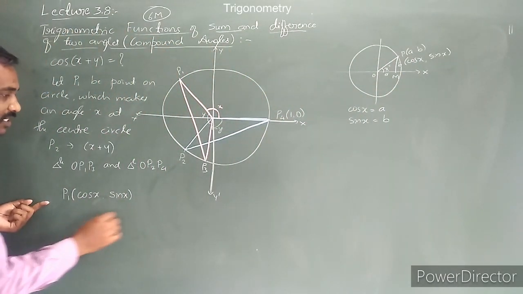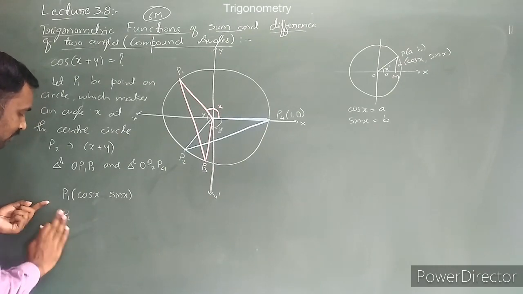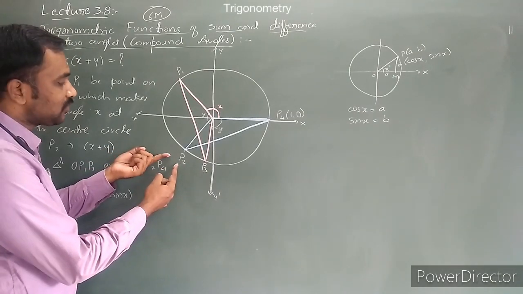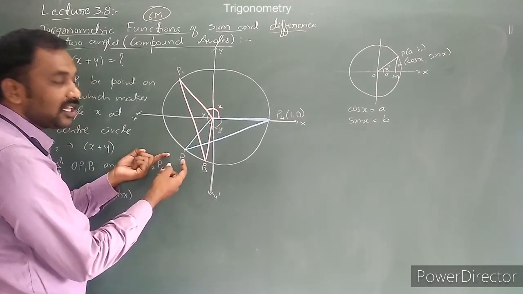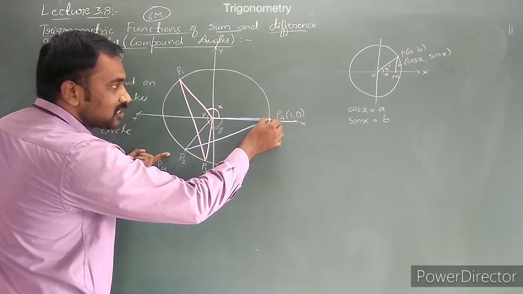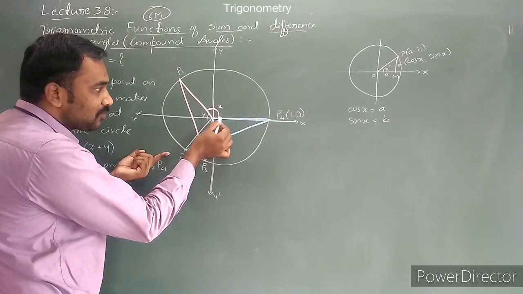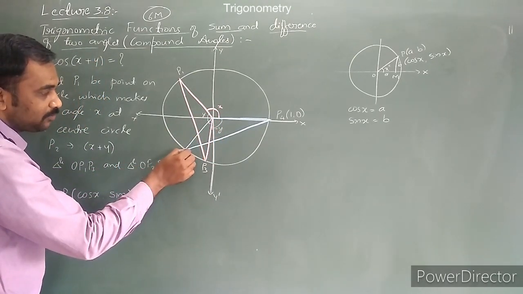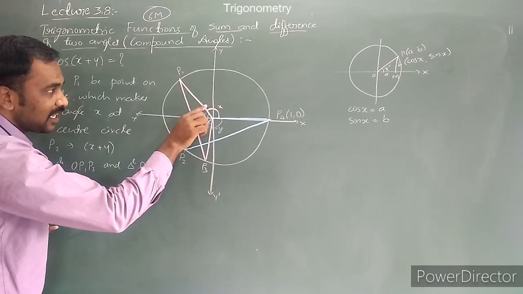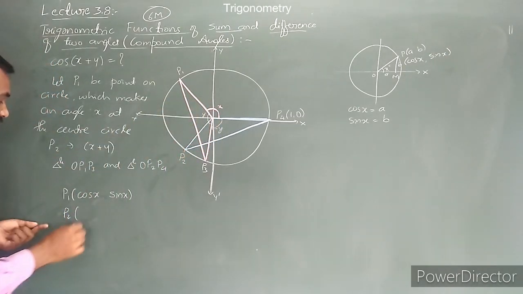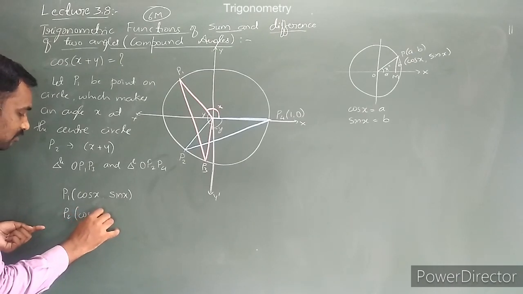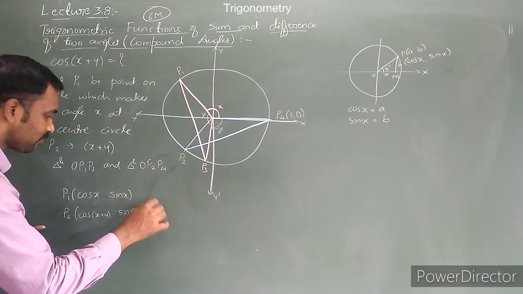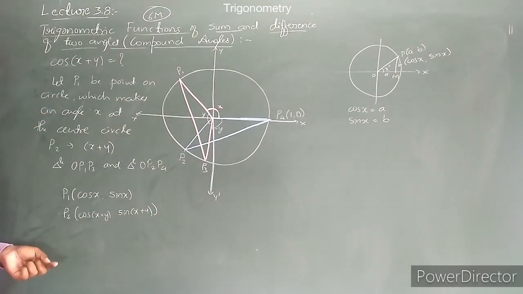Now, can you say the coordinate of P2? P2 is here. What is the central angle? The total angle from this x axis, what total angle is it subtending? From here it is x and y. So the total angle of the point P2 at the center is x plus y. So what is the coordinate of P2? Cos of x plus y comma sin of x plus y. This is the coordinate of the point P2.